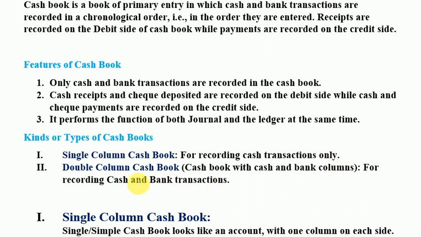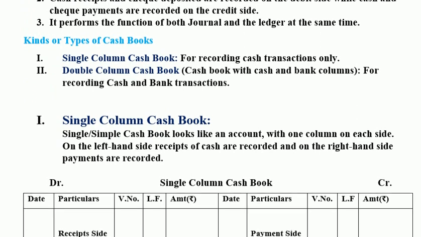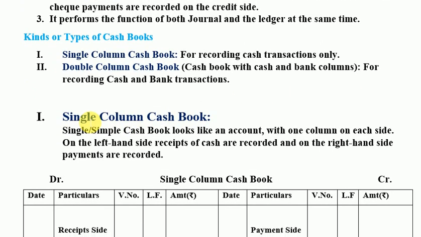But under the double column cash book we record cash as well as bank balances or bank related transactions in the cash book. You can see over here the recording of cash and bank transactions, and here you can see that in the single column cash book we record only cash transactions. So let us proceed towards the single column cash book.